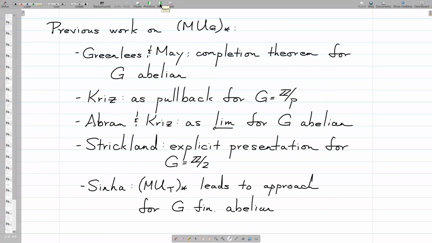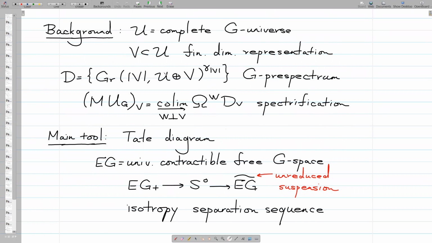Okay, so that's just a very quick review. I'll say some of this in more detail in a moment. Let me go back to the basic background of Tom Dieck's definition of MUG.